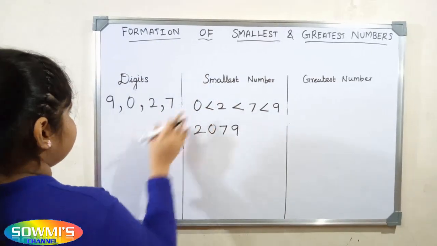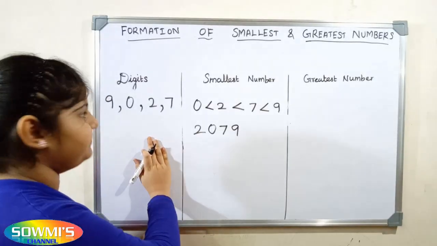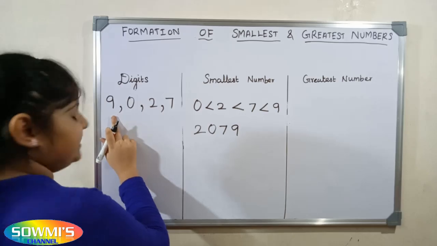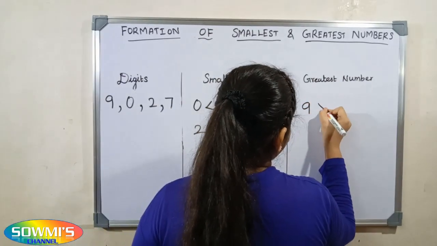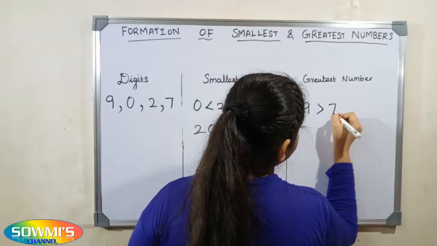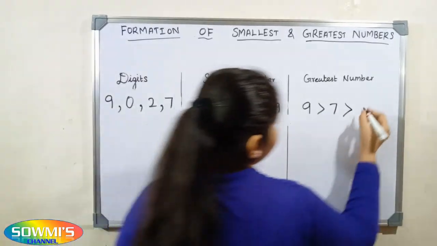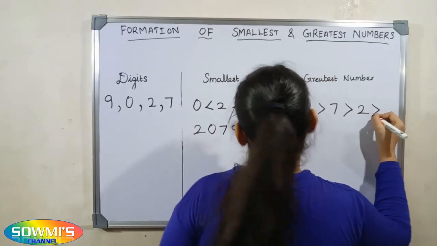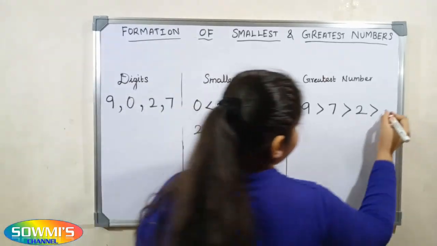Next we will see how to form greatest number. To form greatest number, we have to arrange these digits in descending order. Here the greatest digit is 9. 9 is greater than 7. 7 is greater than 2. And here the smallest digit is 0.